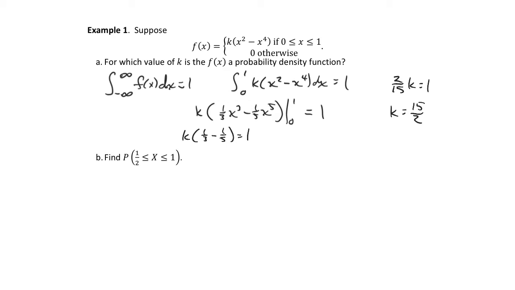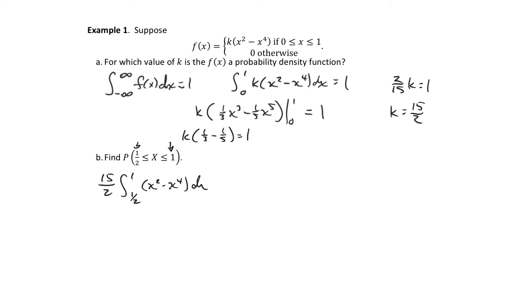So for part B, we want the probability that whatever this random event is, the outcome is between 1/2 and 1. And for that we use integrals. We now substitute our value of k in. So our k, I'll just keep it out front, is 15/2. We're going to do the integral from 1/2 to 1 because those are the boundaries for what our random variable x is. And then we'll have x squared minus x to the fourth.